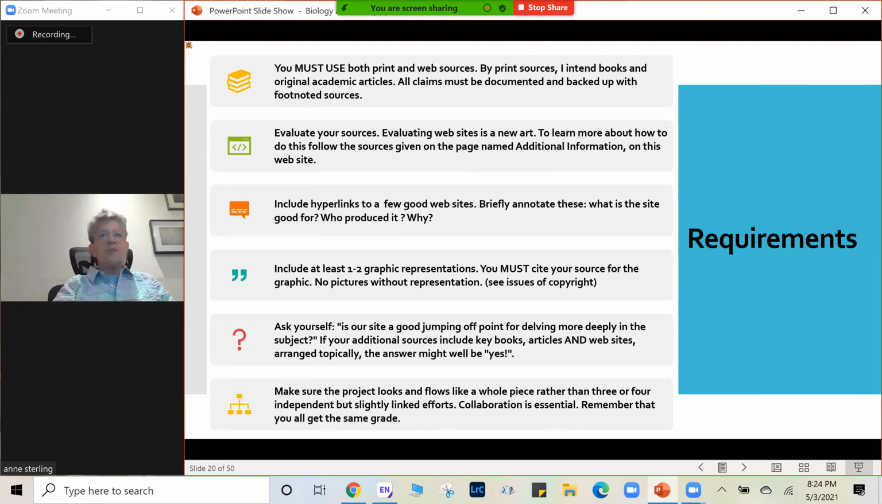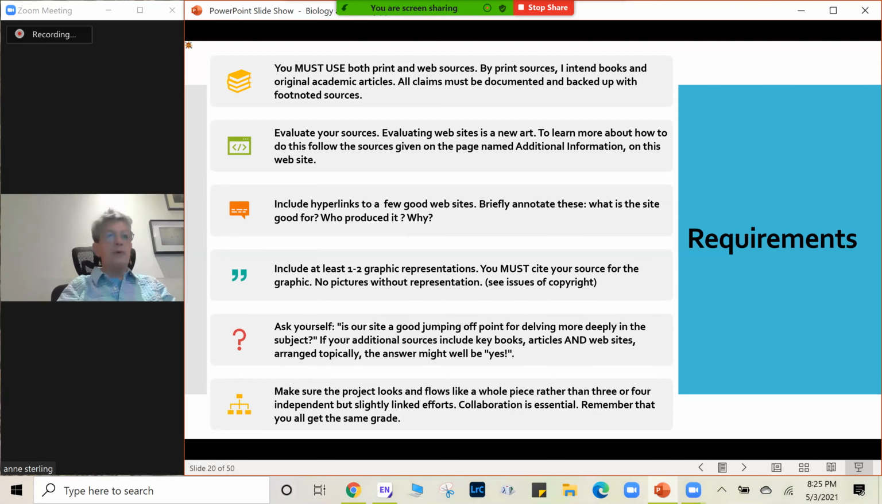Then they needed to ask themselves, is our site a good jumping off point for delving more deeply into the subject? And if their additional sources include key books, articles, and websites arranged topically, the answer might well be yes. So finally, I wanted to make sure the project looks and flows like a whole piece rather than 3 or 4 independent but slightly linked efforts.